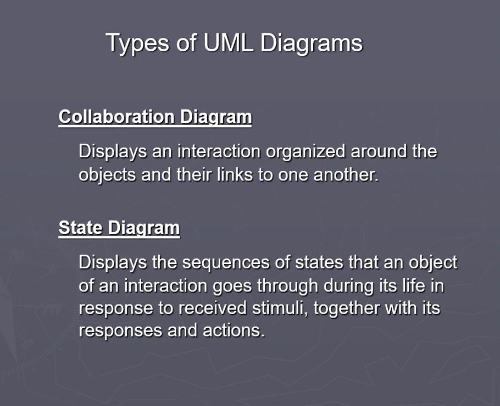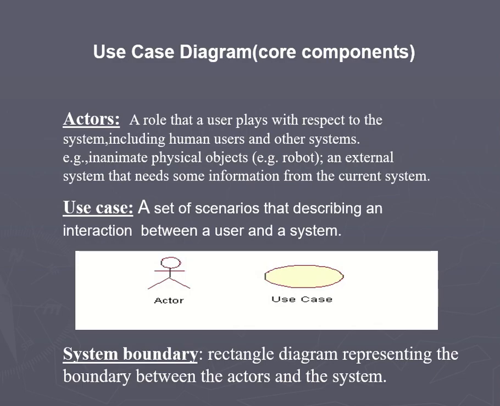The state diagram displays the sequence of states that an object or an interaction goes through during its life in response to events, together with its responses and actions. It displays the sequence of states that an object or an interaction goes through during its life in response to received stimuli, together with its responses and actions. In the use case diagram, we use actors and use cases.